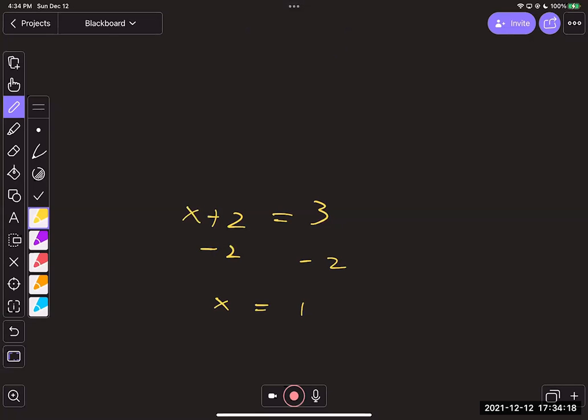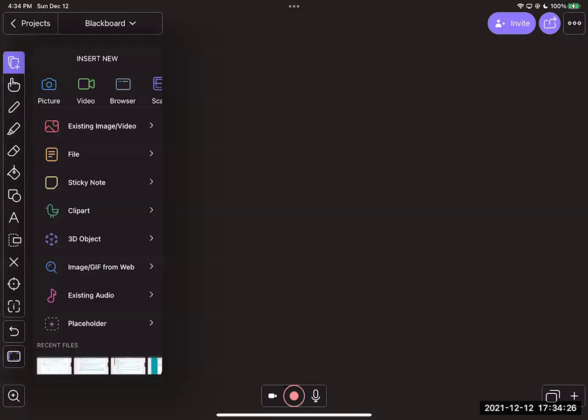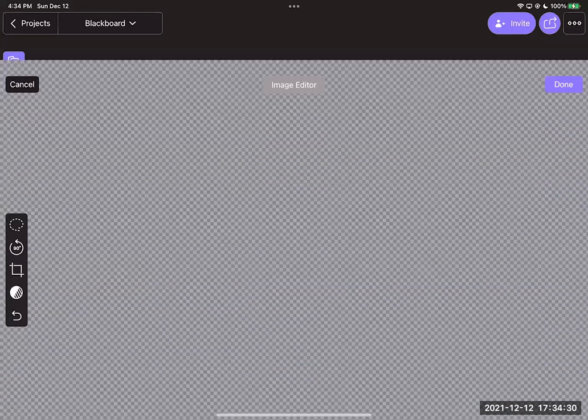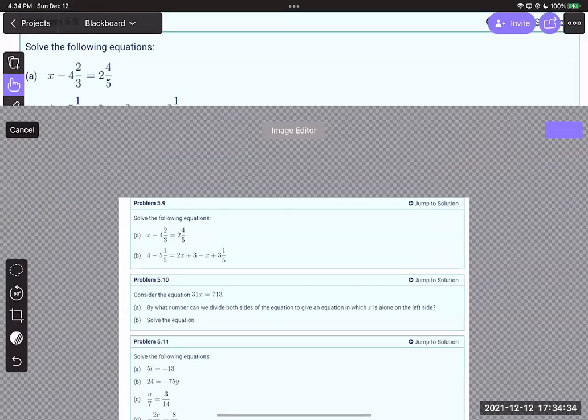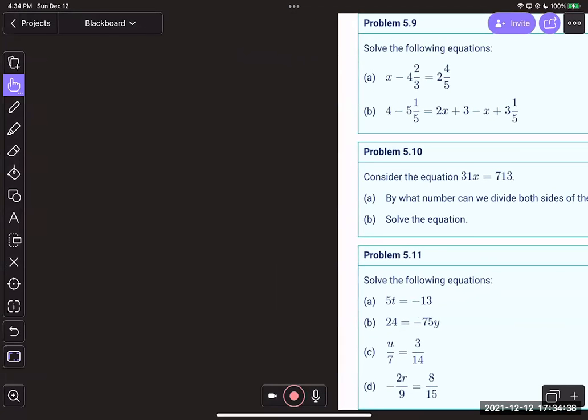This idea is what we're going to be using for the next couple of problems, and that's what you're going to be doing here. So let's jump right into problems 5.9 through 5.11. Problem 5.9, part A. Let's have Joshua start us off today.